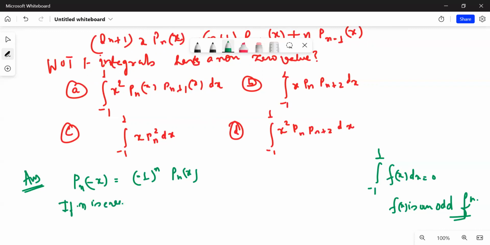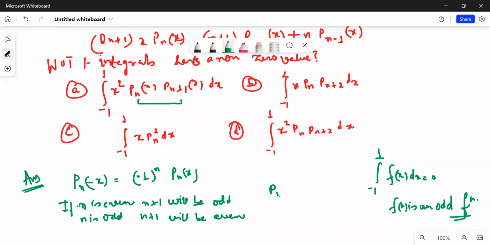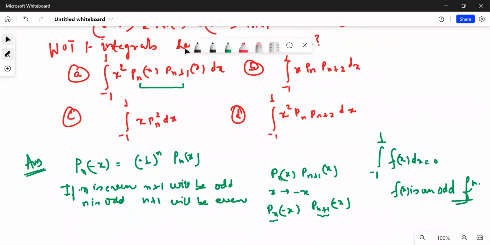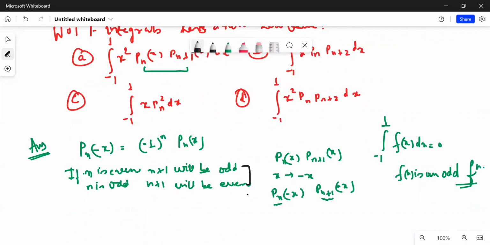Now, if n is even, then n plus 1 would be odd. And if n is odd, then n plus 1 would be even. So in any case, take this particular term, Pn(x) into P(n+1)(x). If I replace x with minus x, what will I get? I'll get Pn(minus x) into P(n+1)(minus x). If this is even, then this would be odd, and if this is odd, then this would be even. So in both cases, I can for sure write this expression as minus 1 times Pn(x) into P(n+1)(x). Because if n is even, this would be Pn(x), and this would be minus 1 times P(n+1)(x).